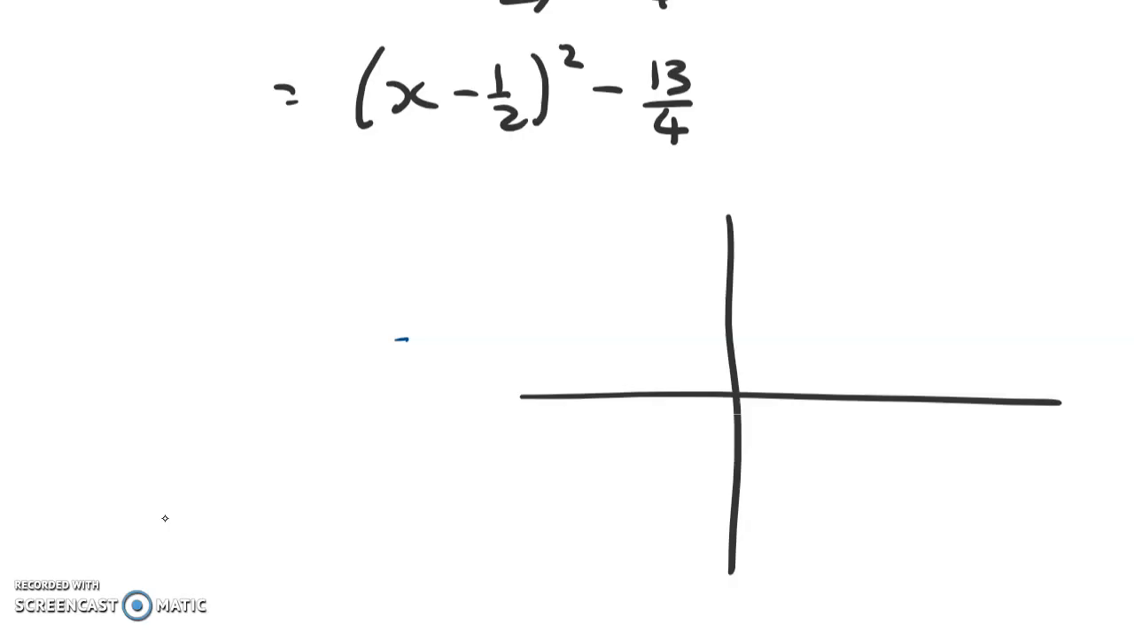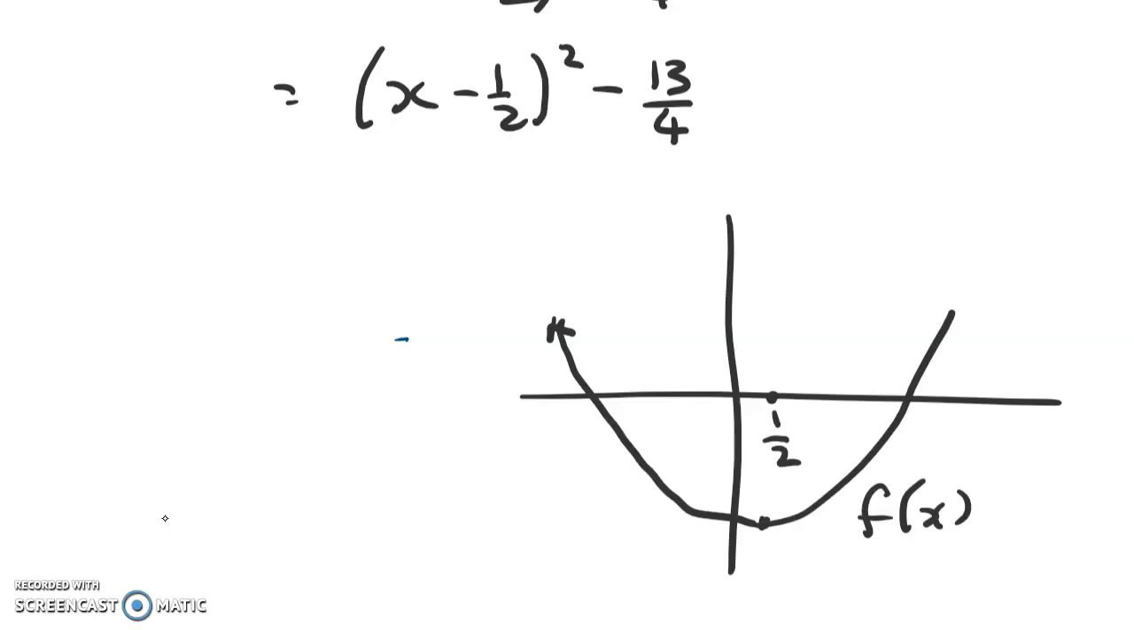So sketching this, we've got 1/2 here, and we've got the vertex down here. So my function looks like this. Now, that whole parabola would look like this, but we only want the bit for x is less than or equal to 1/2. So that's f of x. And the reason we only want that bit is because when we go to invert it, it won't work if we have the whole thing, right?